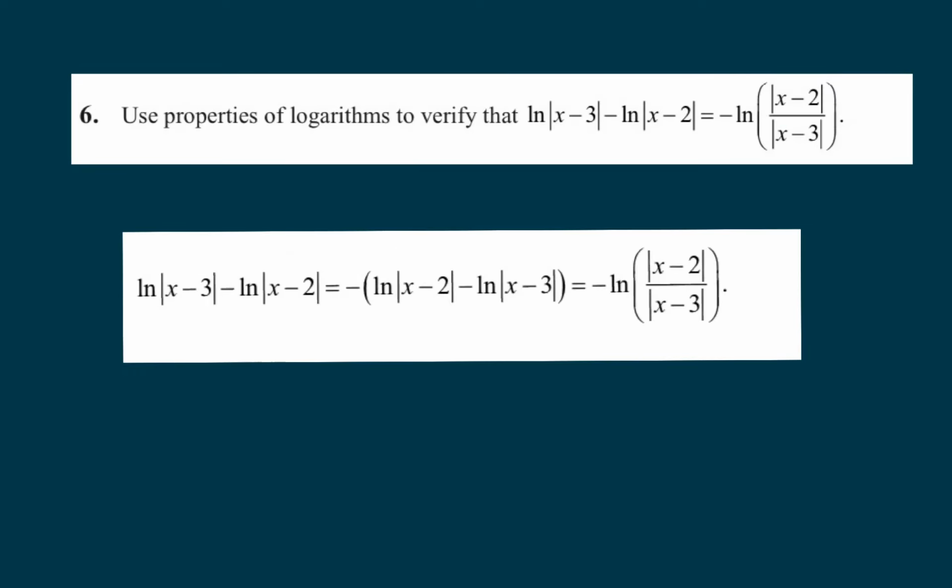Use properties of logarithms to verify that the natural log of x minus 3 minus the natural log of x minus 2 is minus the natural log of (x minus 2) divided by (x minus 3). You know how to do this problem for sure. Natural log of a minus natural log of b is natural log of a divided by b. And the natural log of a divided by b is minus the natural log of b divided by a. And this is the result here that you will find.